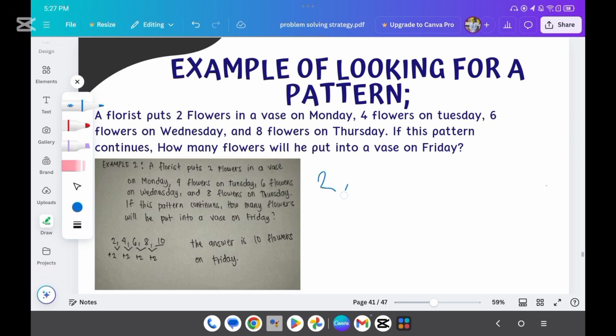2, 4, 6, and 8. So, Monday, Tuesday, Wednesday, and Thursday. So, if this pattern continues, how many flowers will he put into a vase on Friday? So, kailangan nating mahanap ang pattern, kung ilang flowers ang nilagay niya sa vase on Friday.